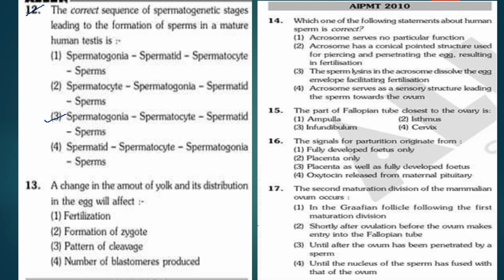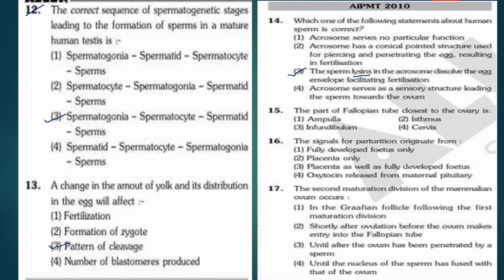A change in the amount of yolk and its distribution in the egg will always affect the pattern of cleavage, but it doesn't interfere with the fertilization or formation of zygote and the number of blastomeres produced. Next, which one of the following statements about human sperm is correct? The sperm head consists of a cap-like structure called acrosome, and it produces a hydrolytic enzyme called hyaluronidase, which helps in dissolving the egg envelope and thereby facilitates the fertilization. So here it produces the lysin, that is, the hydrolytic enzyme called hyaluronidase.